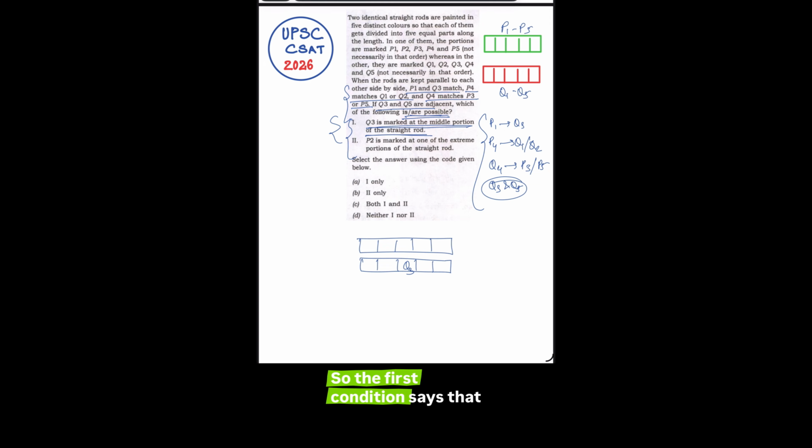So the first condition says that P1 is in front of Q3. So let us place P1 in front of Q3. Second condition says that P4 is in front of Q1 or Q2. So let us put P4 in front of Q1. Third condition says that Q4 is in front of P3 or P5. So let us put Q4 in front of P3. Last condition says that Q3 and Q5 are adjacent. So let us place Q5 next to Q3.